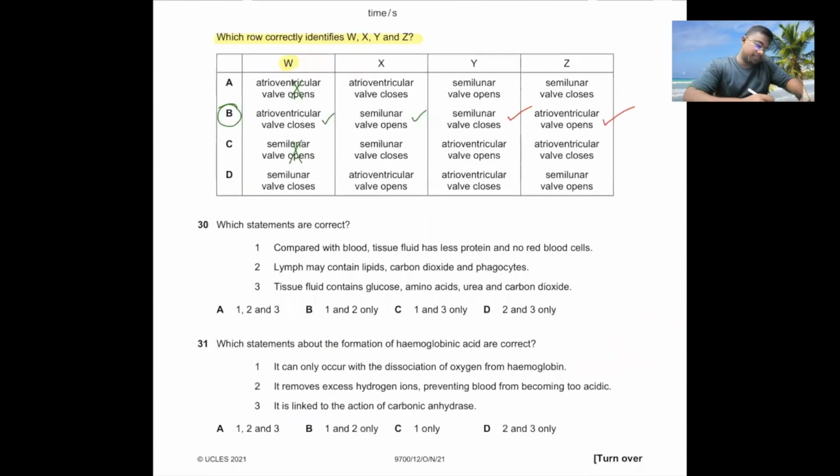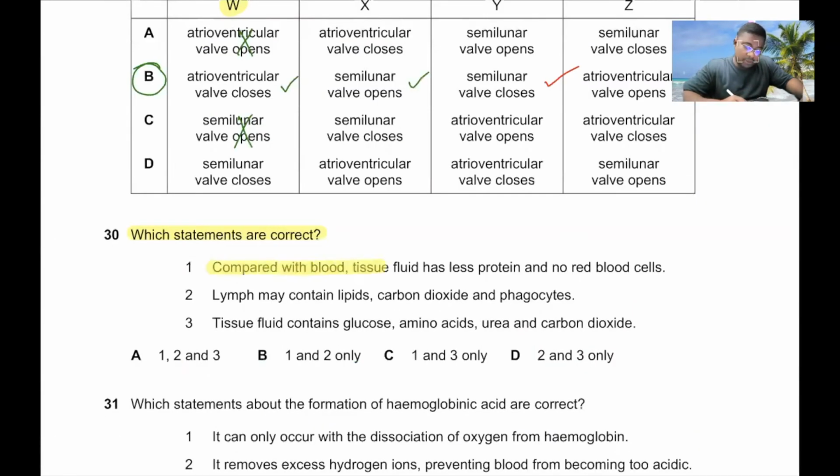Question number 30. Which statements are correct? Number one, compared with blood, tissue fluid has less protein and no red blood cells. Compared with blood, tissue fluid has less protein and no red blood cells. This is a correct statement. All right, lymph may contain lipids, carbon dioxide, phagocytes. Yes, lymph may contain them. Tissue fluid contains glucose, amino acids, urea, carbon dioxide. Yes, 1, 2, 3, all correct. 30, option A.